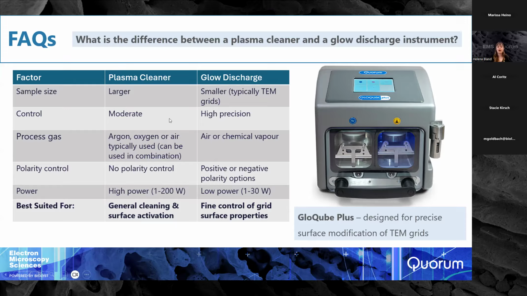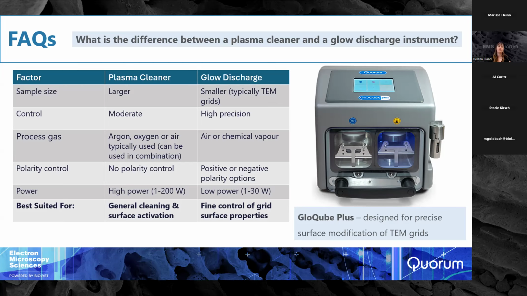With a plasma cleaner, I've described it as moderate control. Obviously, you have a lot of control. You can change the process gas you're using, the power you're putting through the system, and the gas flow rate. But what you can't control is polarity. With a glow discharge system, you can apply either a negative or a positive polarity to create a voltage gradient across the system.